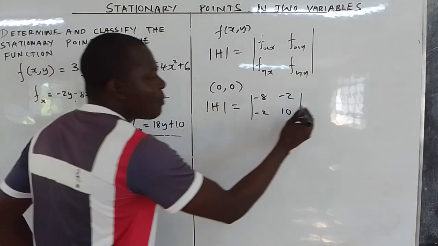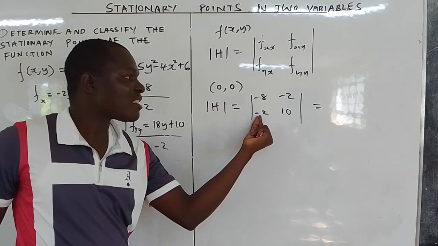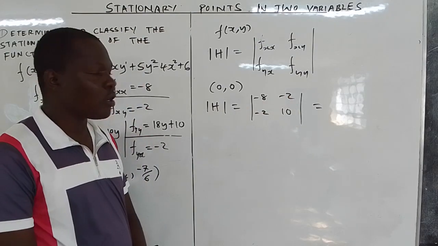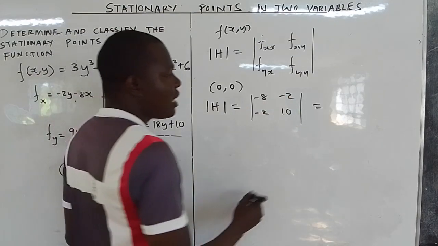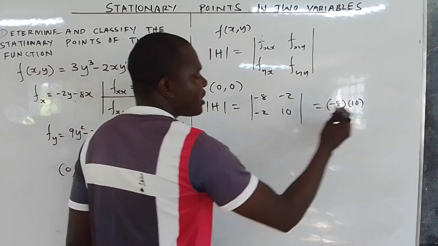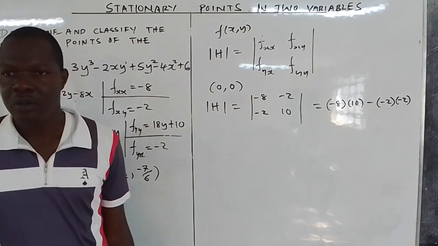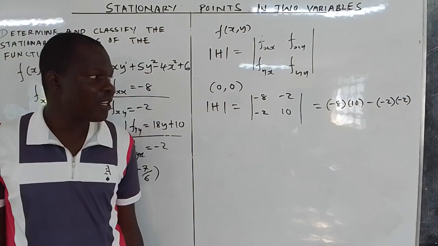So what is this determinant? Go to the calculator: the product of the elements in the main diagonal minus the product of the elements in the minor diagonal. Use the calculator to get the product of the elements in the main diagonal, negative 8 times 10, minus the product of the elements in the other diagonal. What do you have? Negative?